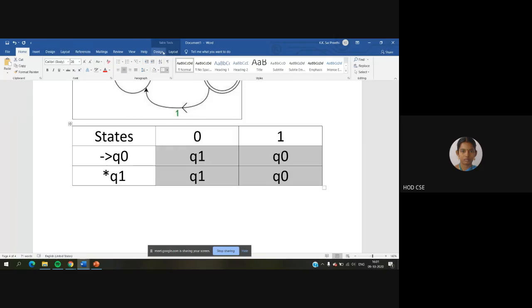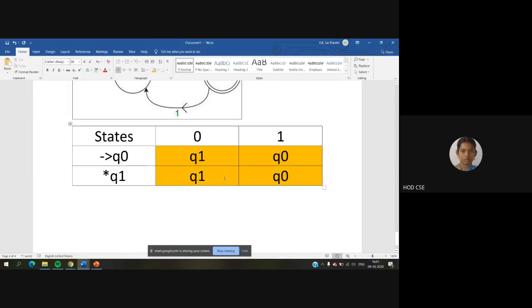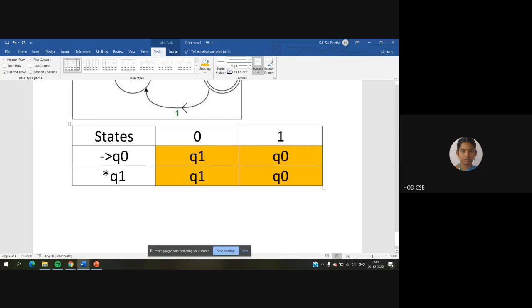The result of the transition is clear to you? I'm highlighting this in yellow color. From Q0 to 0, it goes to Q1. Q0 to 1, it goes to Q0. Q1 to 0, it goes to Q1. Q1 to 1, it goes to Q0. Deterministically, there is the output. Only one output is there. That is a deterministic output. Did you understand? From a state, a single symbol goes to only one state. That is deterministic.